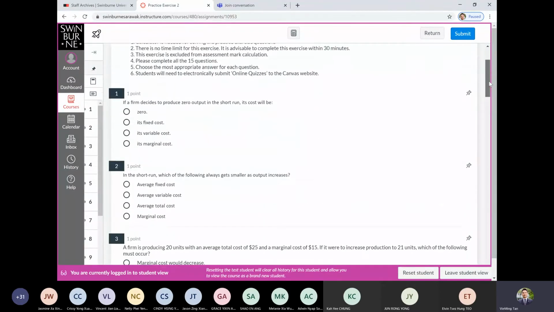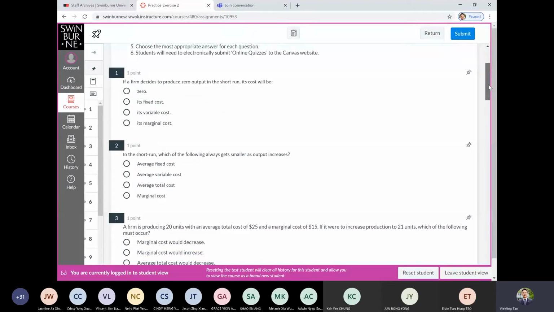So let's try question 1. If a firm decides to produce zero output in the short run, its cost will be... zero output. That means in the short run, don't forget, we still have the fixed cost. So the firm still needs to pay for the fixed cost. The answer is fixed cost: even though there is zero production, the firm still needs to pay the fixed cost in the short run. So the answer is the second option.